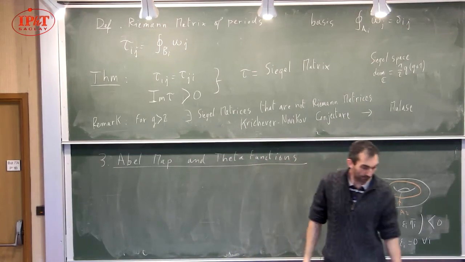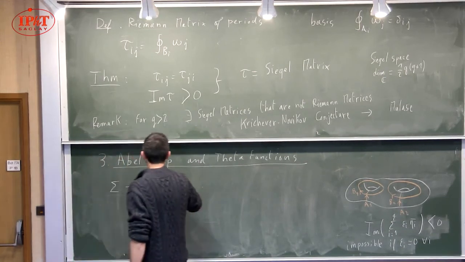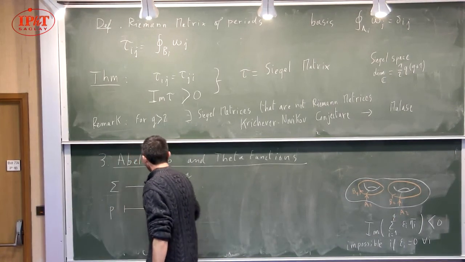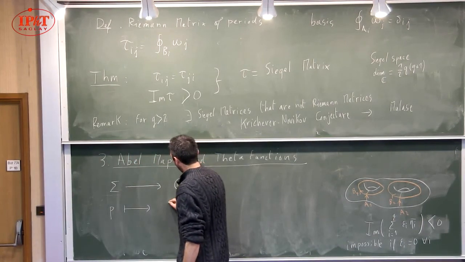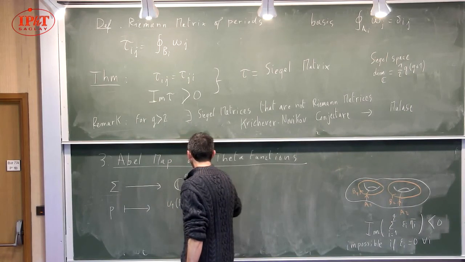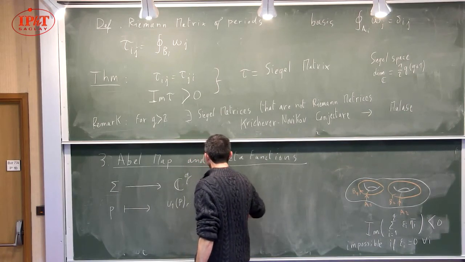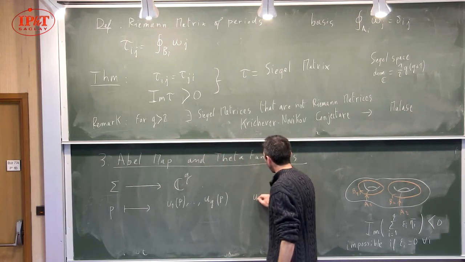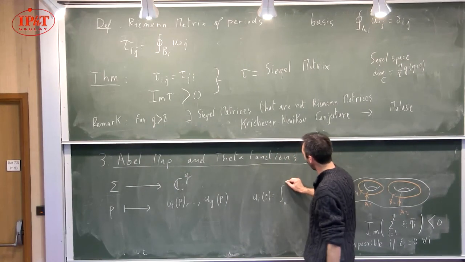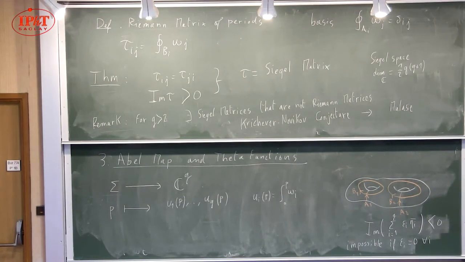So to a point P of sigma, I want to associate something. I would like to associate the vector that I will call U1 of P, ..., UG of P, where UI of P is the integral from a given point O to P of omega I. Okay, this is not really well defined.